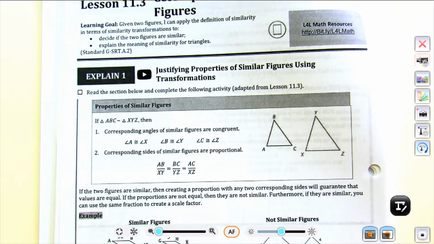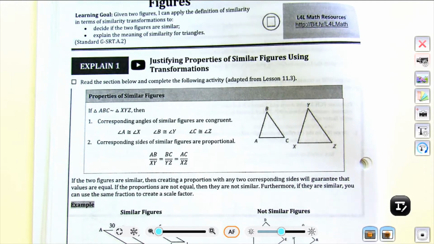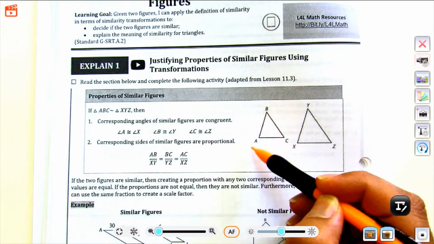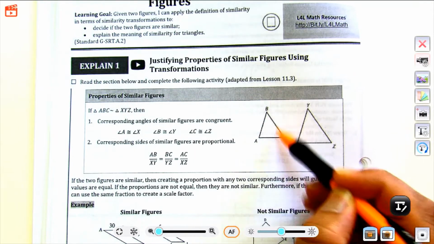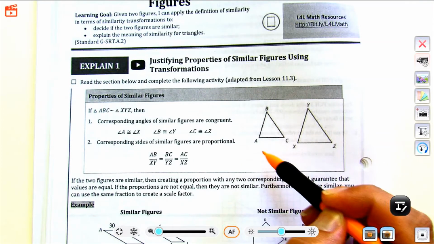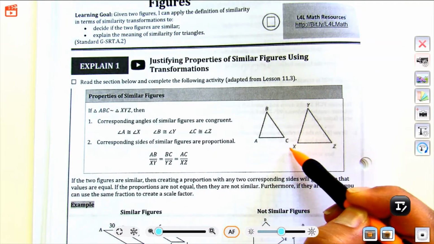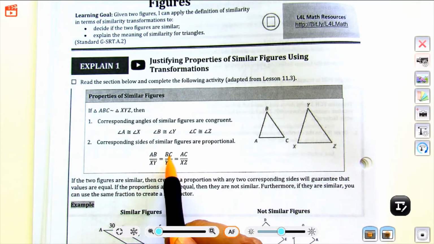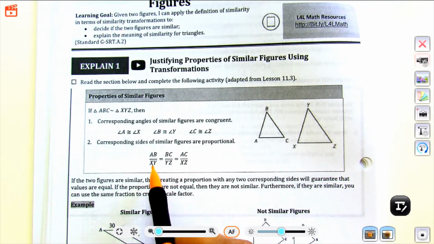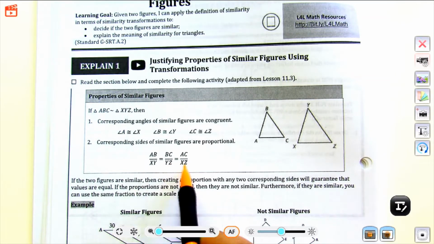Now about the sides. Now we know the sides are not going to be congruent. We know the sides are not going to be equal. But they should be proportional because of that scale factor. So to create a proportion of a side, what we do is we have side AB over side XY, that's a proportion, or side BC over side YZ, or side AC over XZ. Notice that on top of these fractions are the sides of the smaller triangle, and on the bottom we have the sides of the bigger triangle.